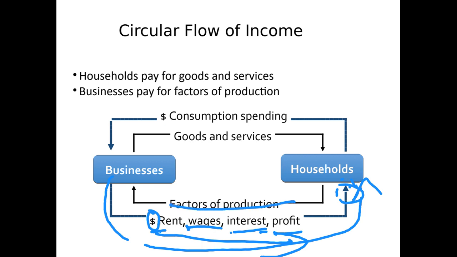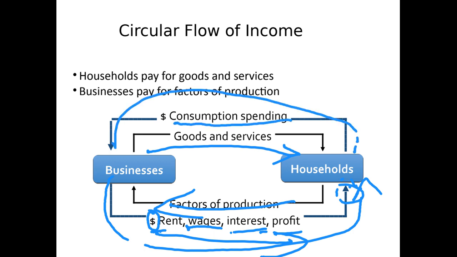Similarly, just look at the upper side. The goods and services are moving in this direction, but these households are paying money in terms of basically prices of these goods and services. So they are spending money. So this is what we call it. Consumption is spending. So they are spending money.